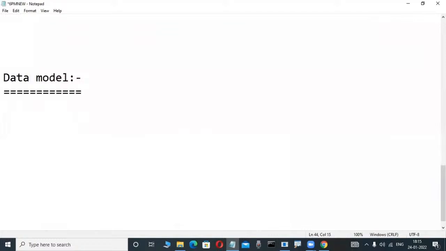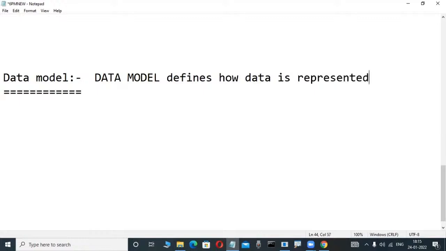Data model represents how data is represented. Data model defines how data is represented. Observe here, how data is represented at the logical structure of the database. Logical structure of the database. How much easier can a definition be? Observe here. Logical structure of the database.